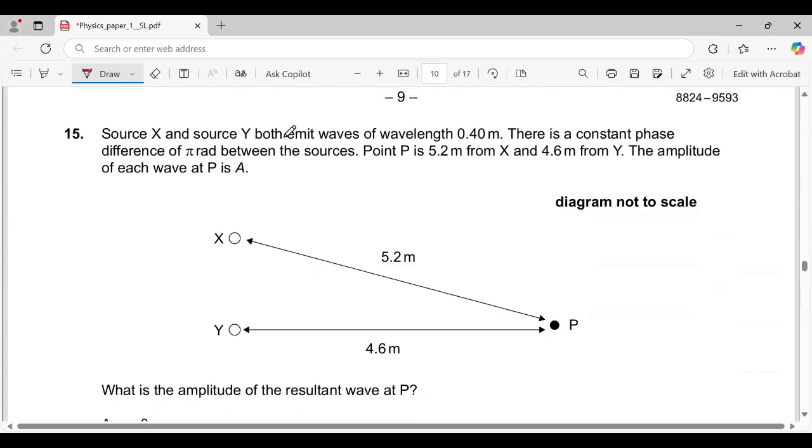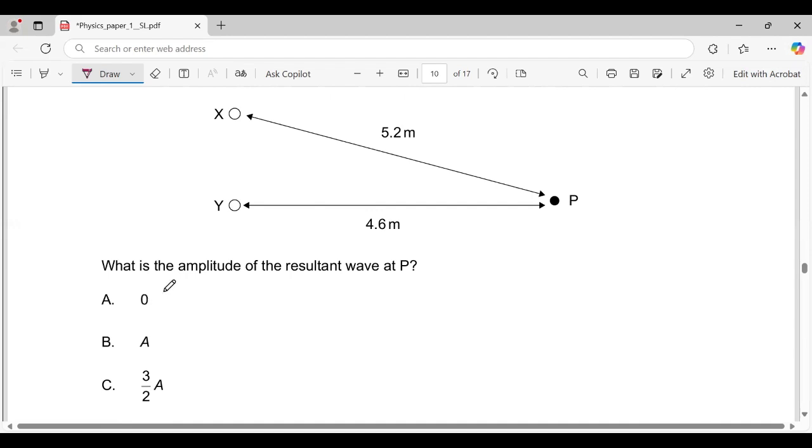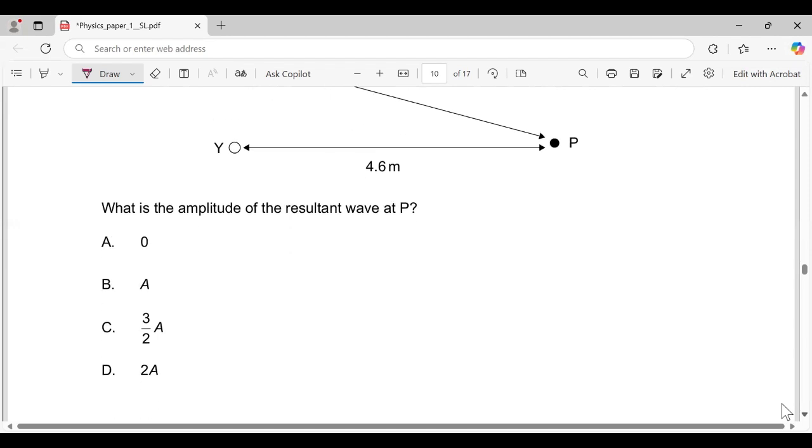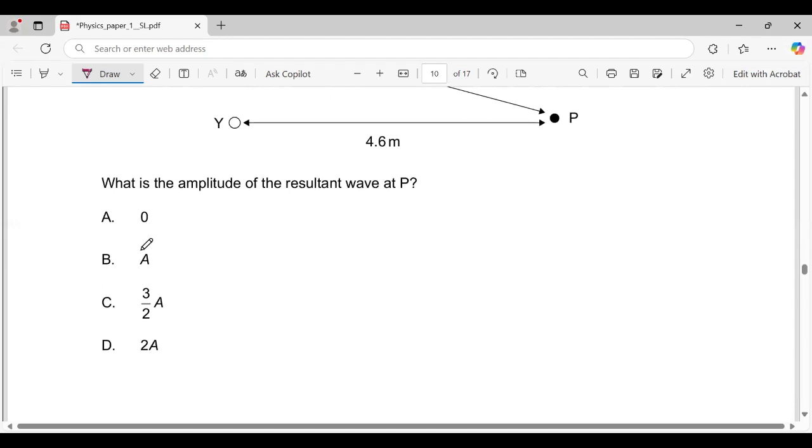Source X and source Y both emit waves of wavelength 0.4 meters. There is a constant phase difference of pi radians between the sources. Point P is 5.2 meters from X and 4.6 meters from Y. The amplitude of each wave at P is A. What is the amplitude of the resultant wave at P? So A plus A, of course, is 2A.